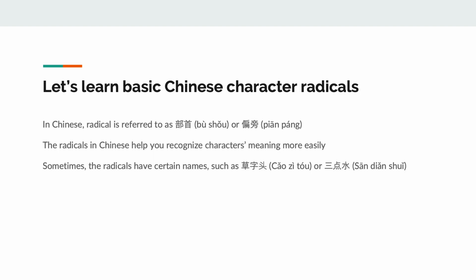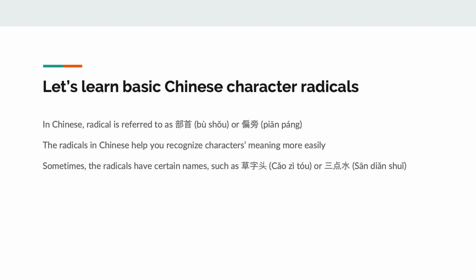Now let's learn basic Chinese character radicals. In Chinese, radical is referred to as 部首 or 偏旁. The radicals in Chinese help you recognize characters' meaning more easily. Sometimes the radicals have certain names such as 草字头 or 三点水.